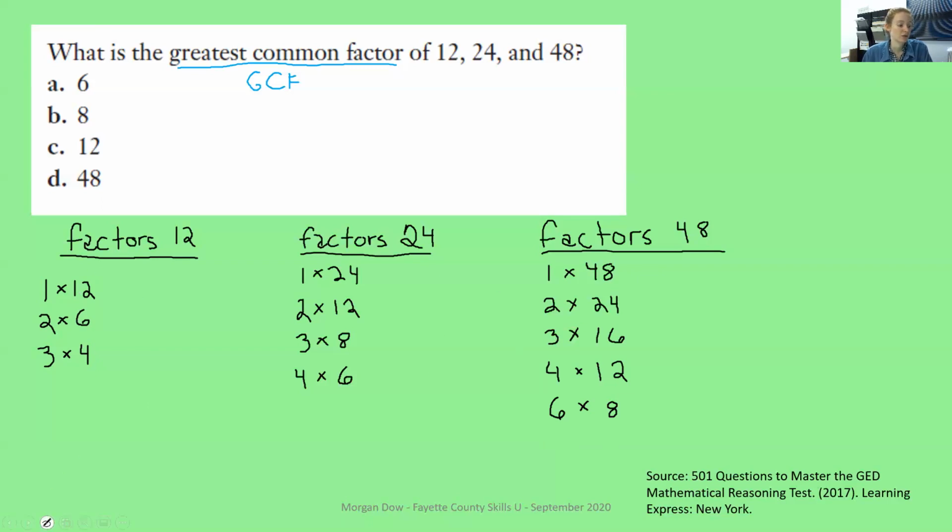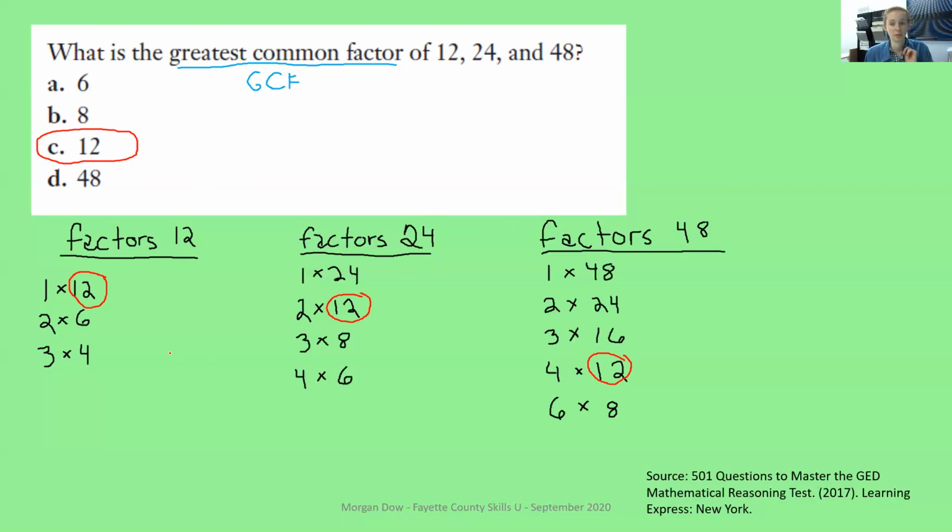We're looking for the greatest common factor. When we take our time and work carefully, we will see that 12 is the largest factor that all three of these numbers share. So 12 would be the greatest common factor for 12, 24, and 48. Now they have other factors in common. They have quite a few factors in common, but 12 is the largest.